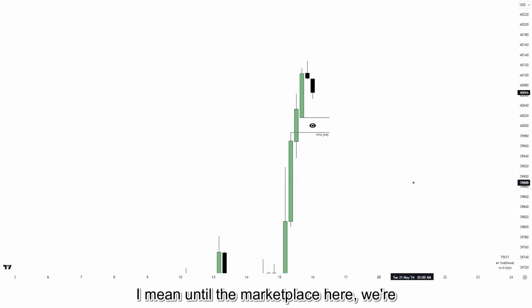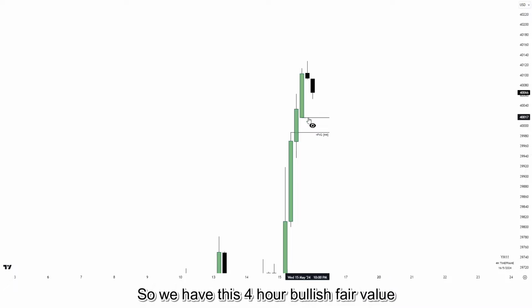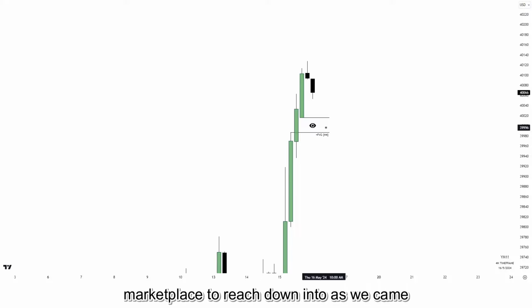Coming into the marketplace here, we're looking at the Dow Jones, and this is a trade that we actually took live with our live trading students, and let's break it down. So we have this 4-hour bullish fair value gap here that we're anticipating the marketplace to reach down into as we came into the Dow Jones New York Open. So let's go down to lower time frames and see what happens there.